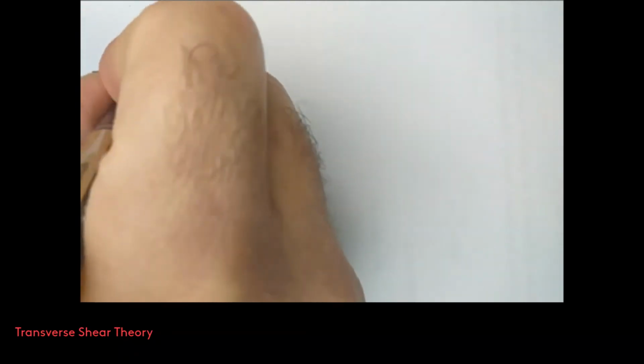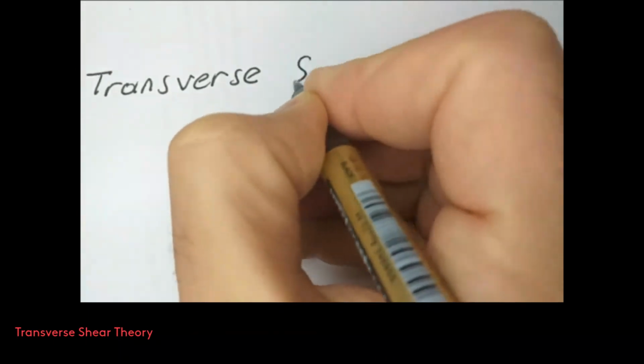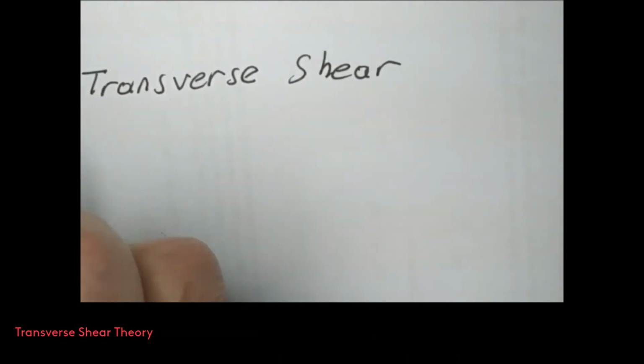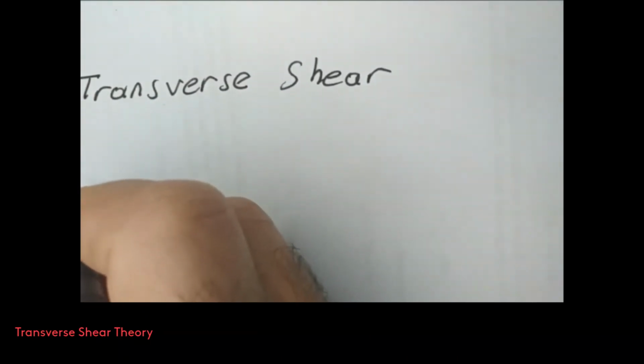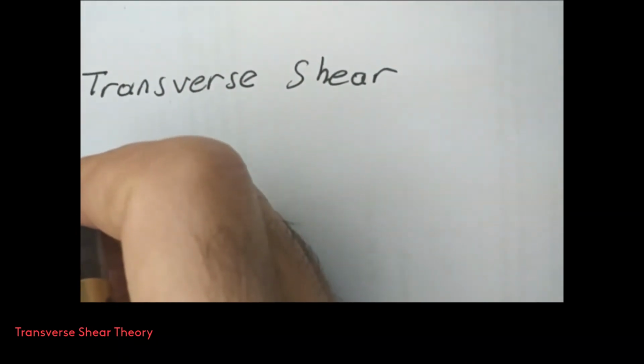Hello, our new topic is transverse shear. Now, we began with the topic axial loading, then we continued with torsion. In fact, the torsion generates shear deformation, and then we saw bending of the beams or structural elements.